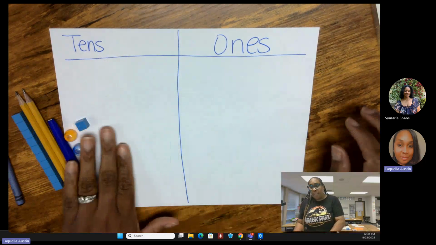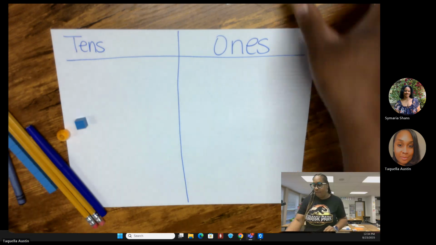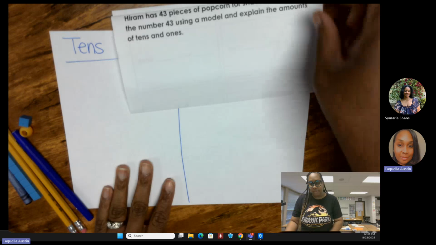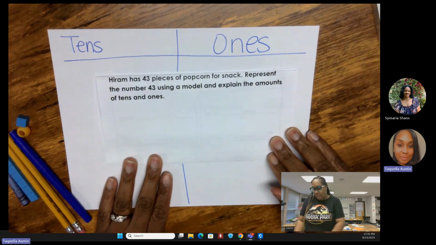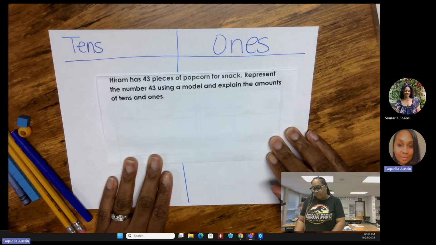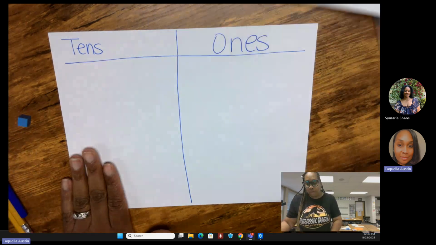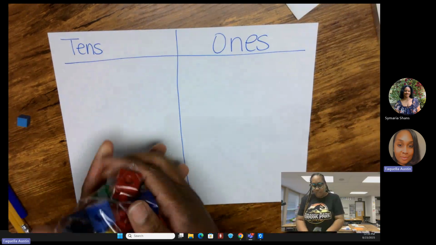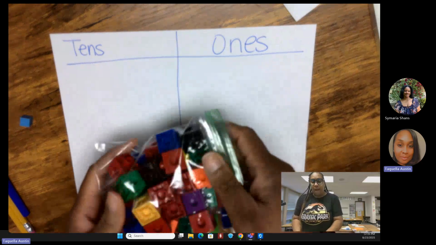I'm about to go over an example, and in this example, I will be showing you how to represent the number 43 using my snap cubes, which we use in the classroom. So here's the problem, okay? Hiram has 43 pieces of popcorn for snack, and I'm going to represent the number 43 using a model and explain the amounts of tens and ones. So I have 43 cubes here that are representing the popcorn.